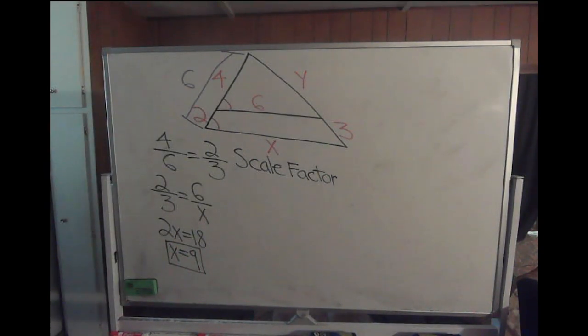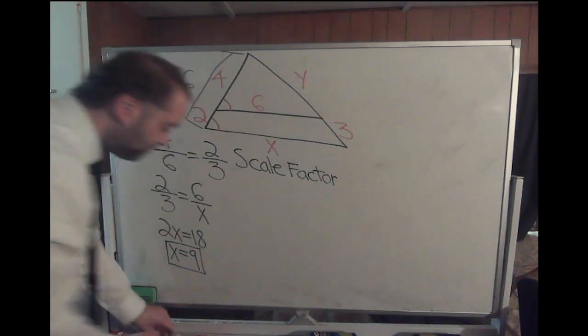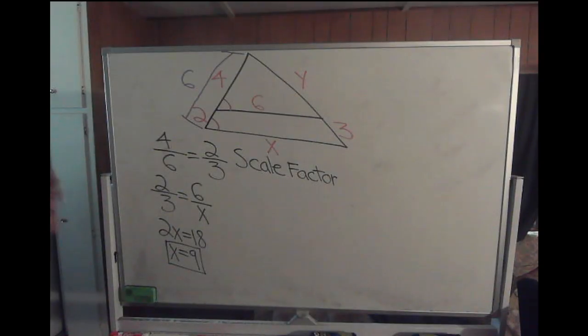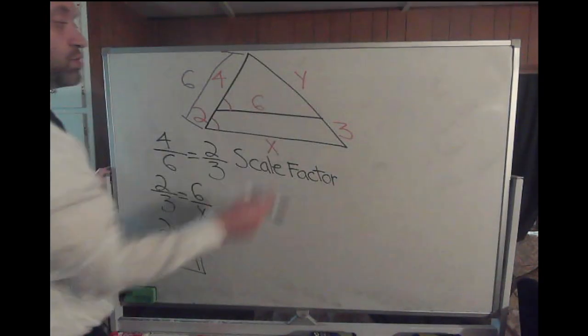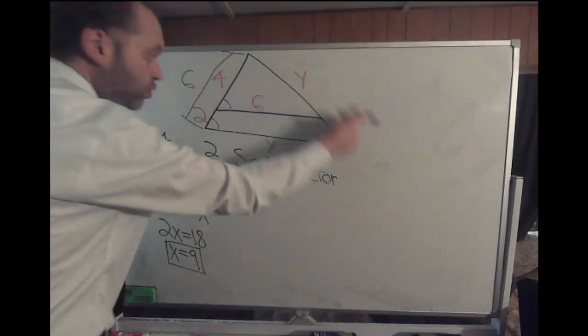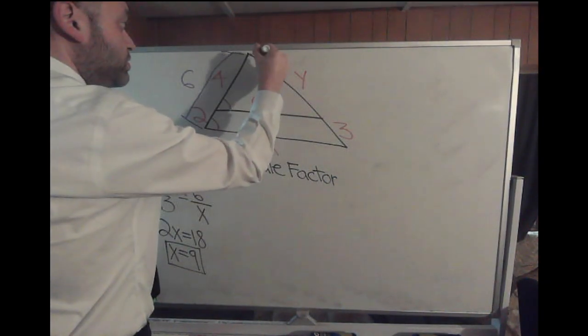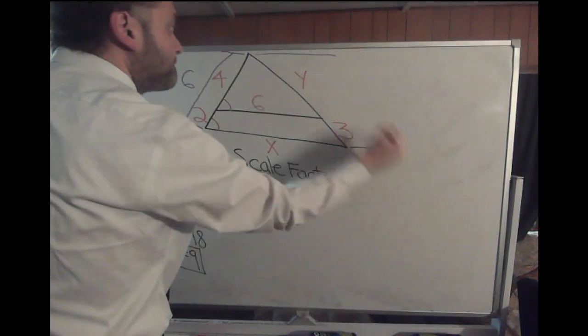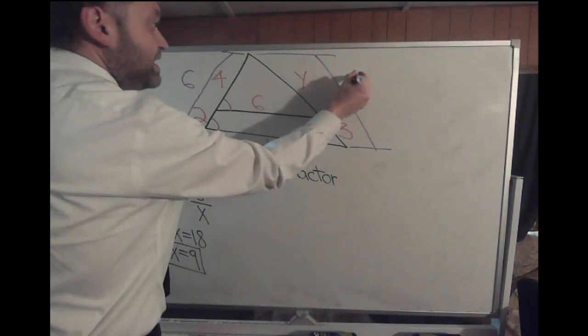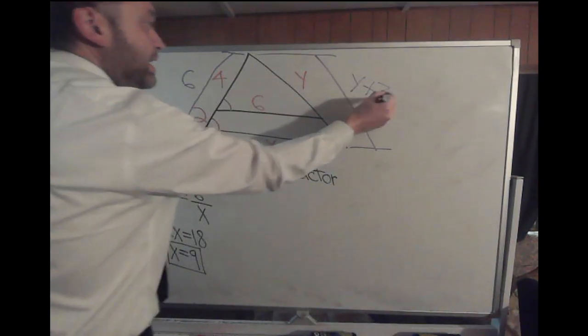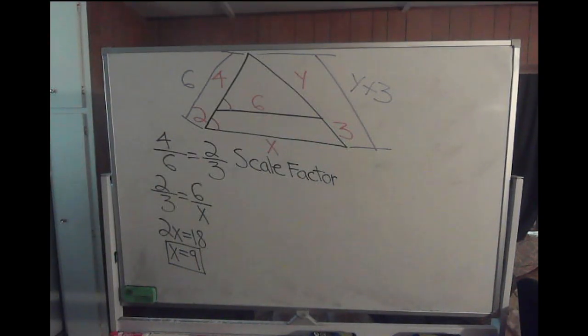So the answer is then that for x, it equals 9. Now we got to figure out y. So we've established our scale factor, but once again, our goal is to solve for y, isn't it? Here's the problem though. The y is going to be in ratio to the whole length of this side. If you add the whole side together, the length of this whole side is actually y plus 3, okay?